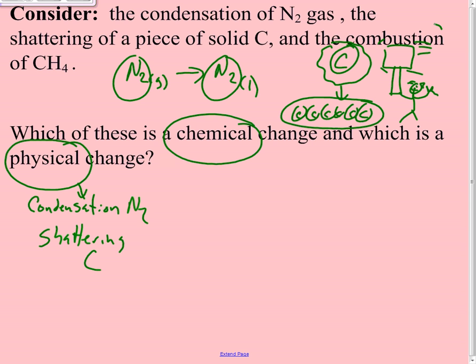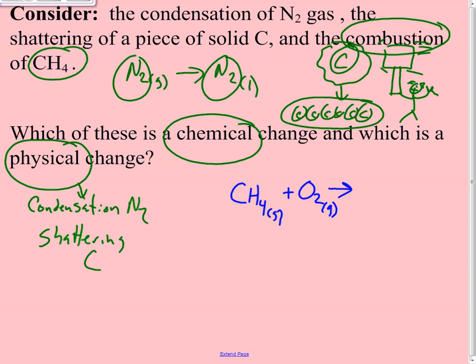Finally, the combustion of methane. Well, what happens in the combustion of methane? Methane gas, when we say combustion, usually we mean it reacts with oxygen. And when we have combustion, at least in chemistry, we're always going to assume complete combustion. And when you have complete combustion, you produce water and carbon dioxide and lots of heat.